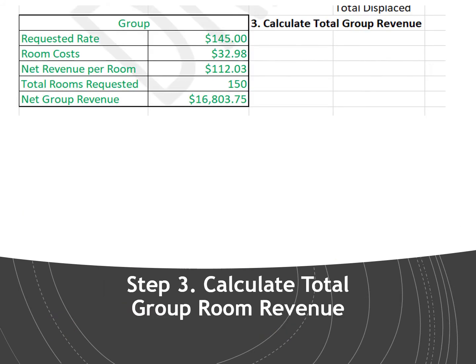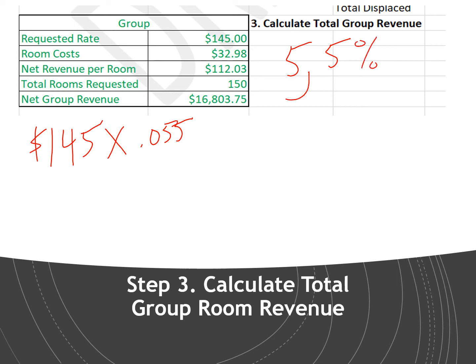All right. So now we take this information and we come down to figure out what our group net revenue is going to be and our transient displaced. So our group requested rate is 145. So essentially our room cost in this case is $32.98. And so how did we get that? Well, if we have a $145 room rate, we multiply that by 0.055. Because remember, our fees are 5.5%. Move that decimal place over 2 and we get 0.055.